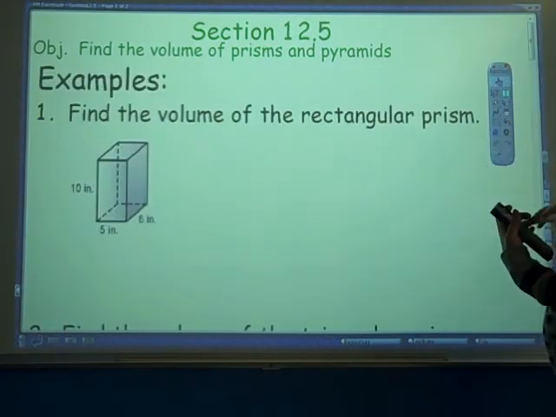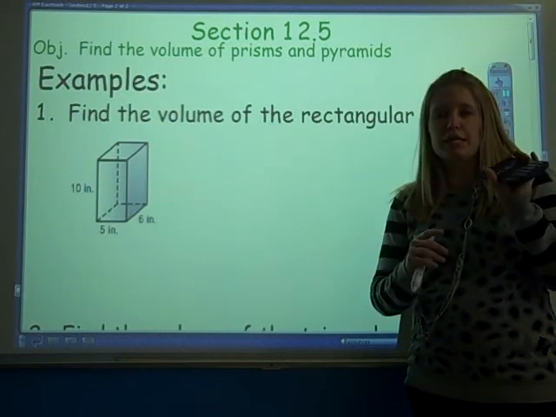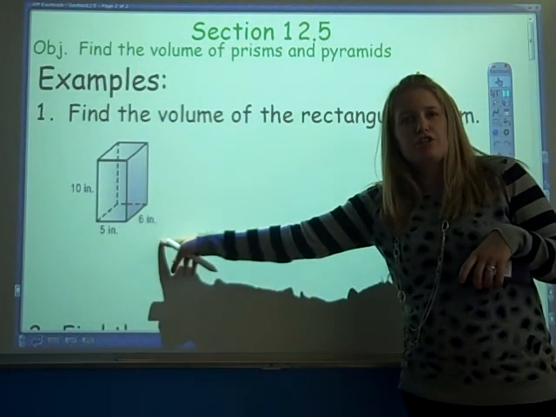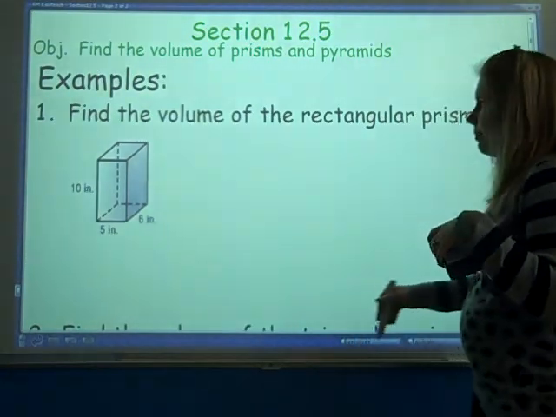So we're going to do 4 problems. You're going to need a calculator. You're going to need to draw the shape and then follow along with me.